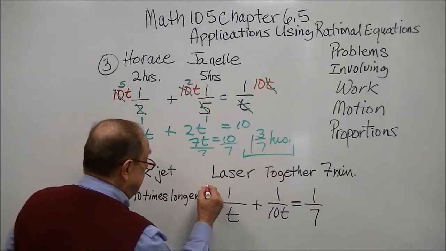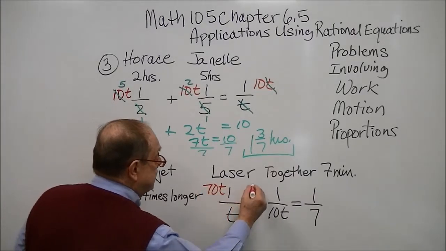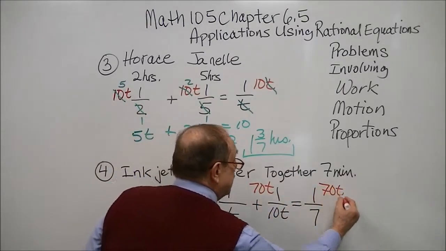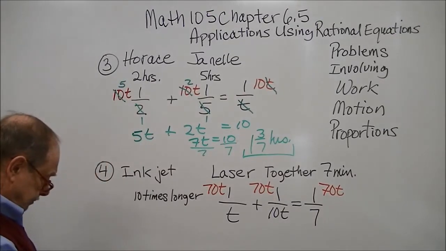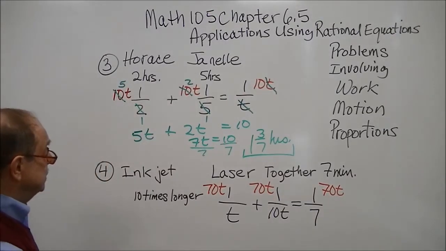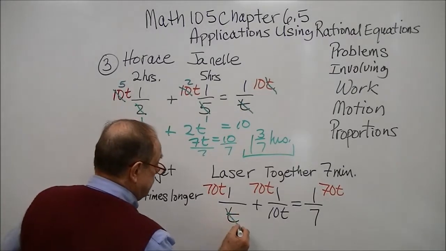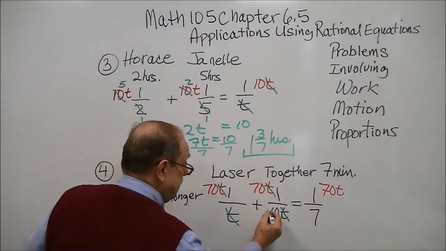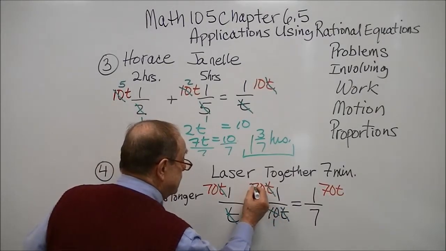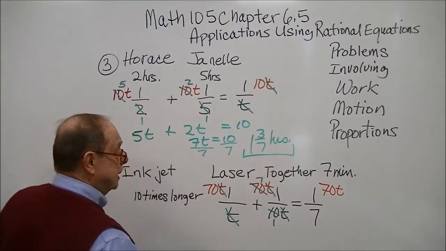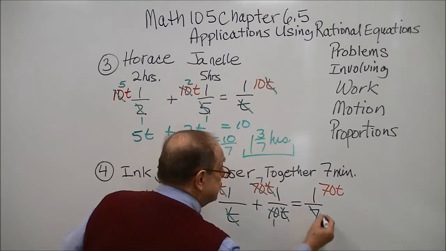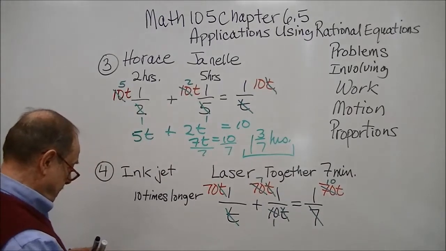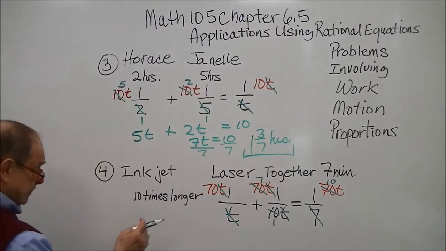Well, it's going to be 70t. Now we're going to do some canceling. Here the t's cancel out. Here a t cancels out, and I can take 10 goes into there once, 10 goes into there 7 times. And then here 7 goes into there once, 7 goes into there 10 times. So we now have our new equation.